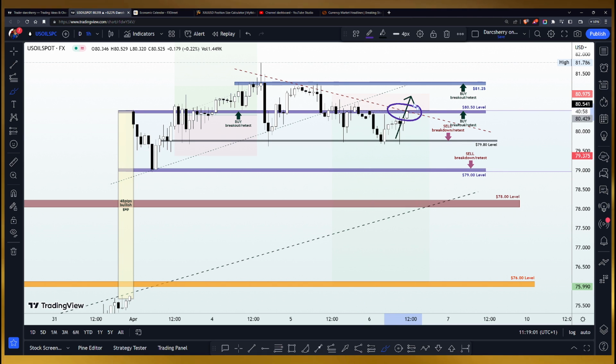So what this simply means is that if price action breaks out of the $80.50 level, simultaneously the bearish trend line here would also have been broken, hereby giving us a sign that the trend line may no longer have the capacity to continue to hold that bearish momentum here. So that is how we are going to be trading the US oil for today.